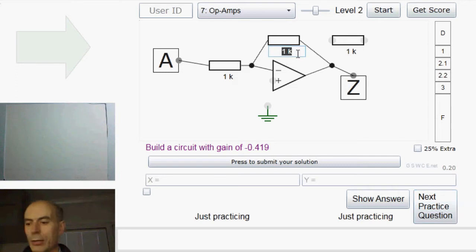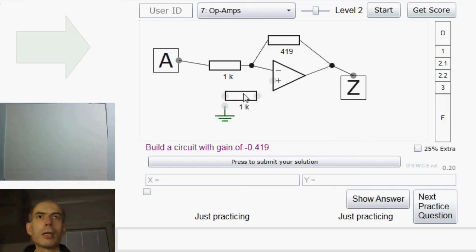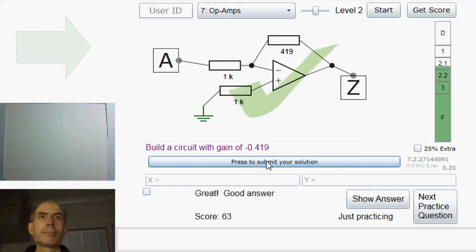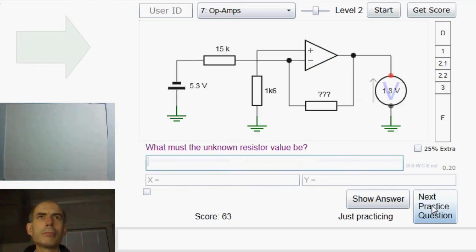Easiest way to do that is to make that one a 409 ohm resistor. We also have to attach the non-inverting input to ground, and it doesn't matter really what resistance that one is. It's not going to affect the gain of an ideal op-amp. It's not particularly tidy, but it'll do. Gets me the points. Next one.